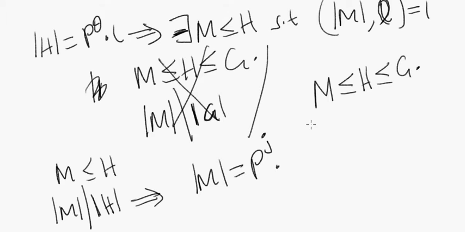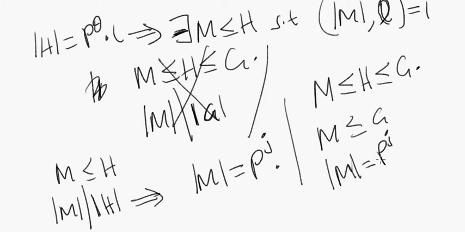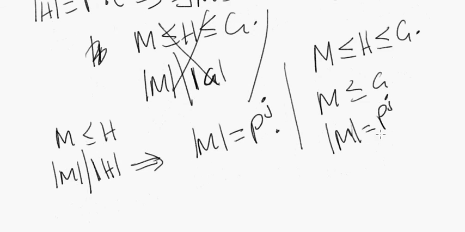haven't we found a subgroup m of g then, such that the order of m equals p to the j, and that order is relatively prime to what we started with, little m? Oh, we used the same symbol. So this is big M, relatively prime to little m.